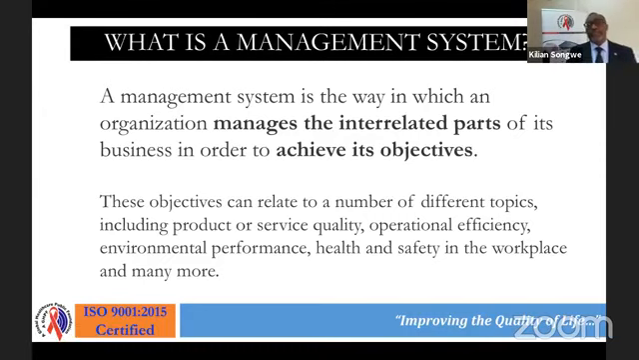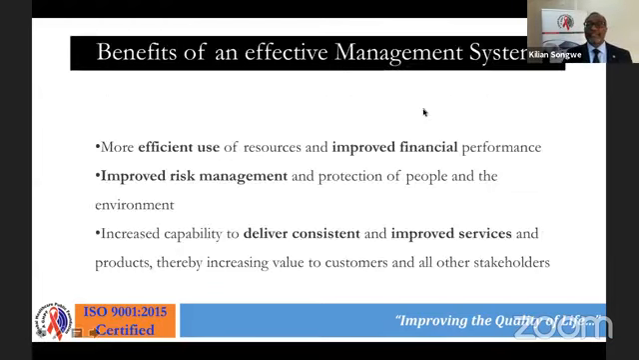So as we go forward, what is a management system basically? A management system is a way in which an organization manages the interrelated parts, the different moving parts of its business, in order to achieve its objectives. You manage the related parts to ensure that you achieve an objective, because you want to make sure that the quality your clients are used to having, they can always get at any given time. When we talk about quality, we're also talking about performance and the health and safety of the staff. You're looking at all of those things at the very same time.